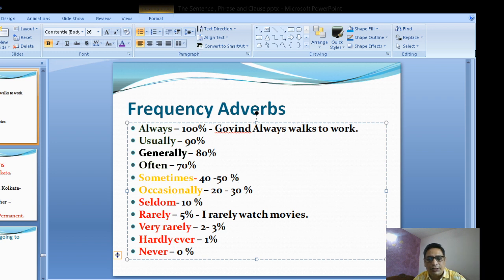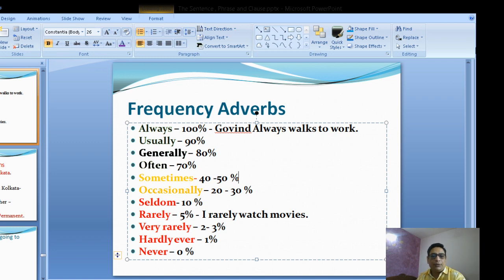Rarely, 5%. Or I rarely watch movies. So I normally do not watch movies. Or I rarely watch television. So when you say something like that, it means 5% of times you are doing it, and 95% of times you are not doing it.